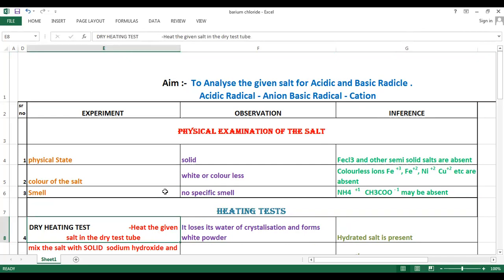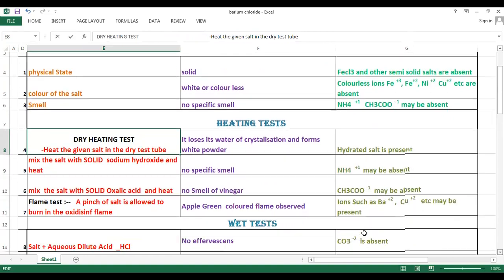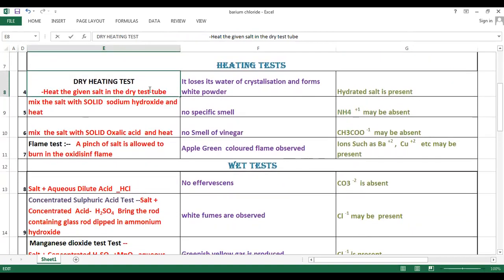First, we perform the dry heating test. In a given test tube, my dear students, we heat this salt in a dry state. We keep the conditions dry and we heat the salt. When we heat it, the salt loses its water of crystallization and forms a white powder. So we can conclude that the given salt is a hydrated salt. It has some water of crystallization.